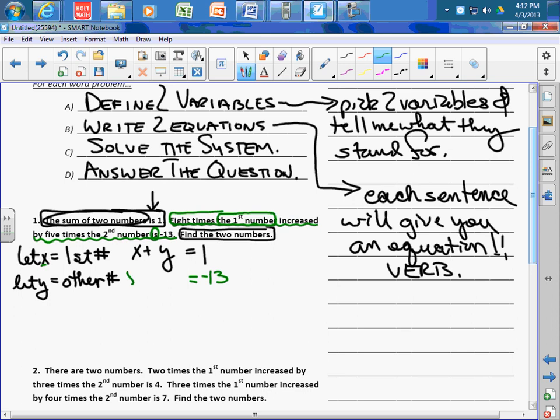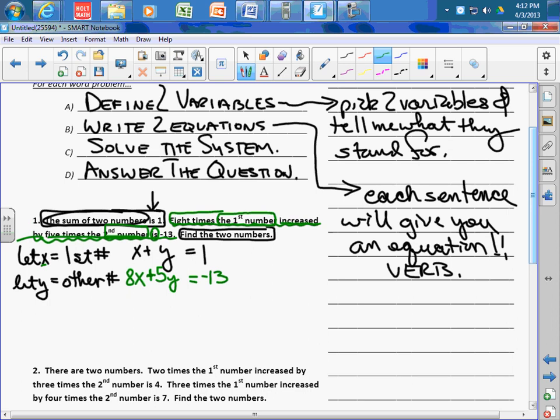Well, it'd be 8 times x. So put 8x. Then it says increased by. What's math stuff for increased by? Well, that'd be a plus sign. And then 5 times the second number. Well, what's the math stuff for the second number? Well, we're calling it y. What would 5 times that be?